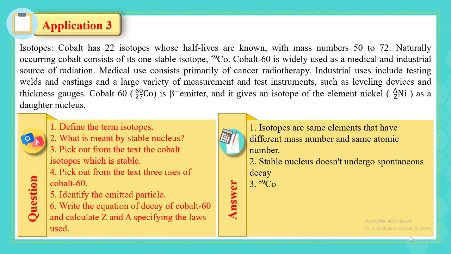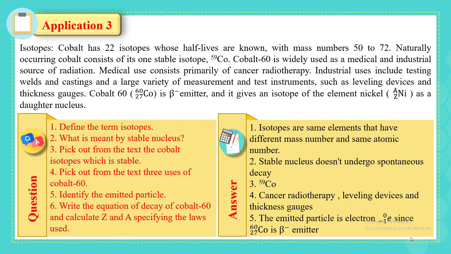Also in question 4, we have to pick up from the text 3 uses of cobalt-60. The 3 uses are cancer radiotherapy, leveling device, and thickness gauges. In the fifth question, we have to identify the emitted particle. The emitted particle is the electron, e 0 -1, since cobalt-60 is a beta minus emitter.